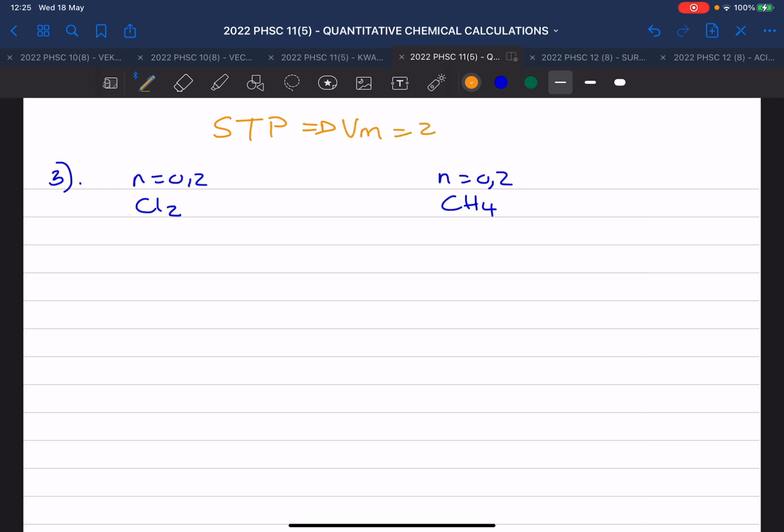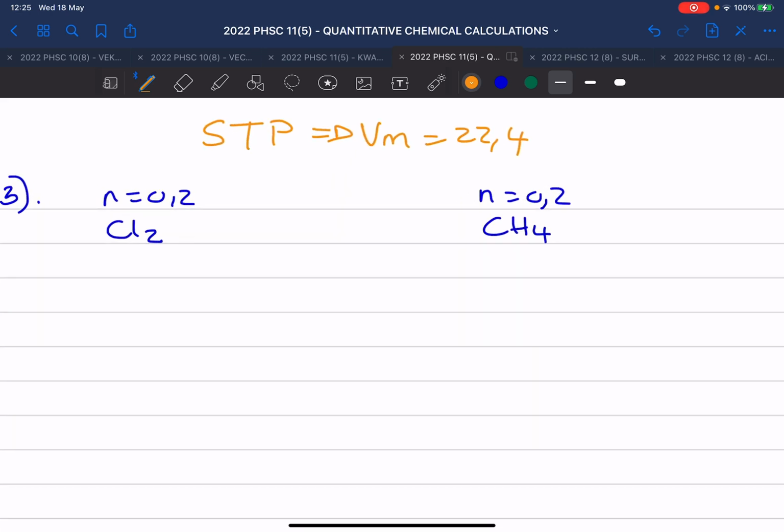VM, that is 22.4. So what they're basically telling you is that the volume for these two are the same. They're already telling you that. Now they ask you, prove that they have the same volume. Okay, I'm going to do this the long way, and I'm going to do this the short way. If you do it the long way, then you have to calculate the volume. So this is 0.2 times 22.4, and you get the volume to be what?